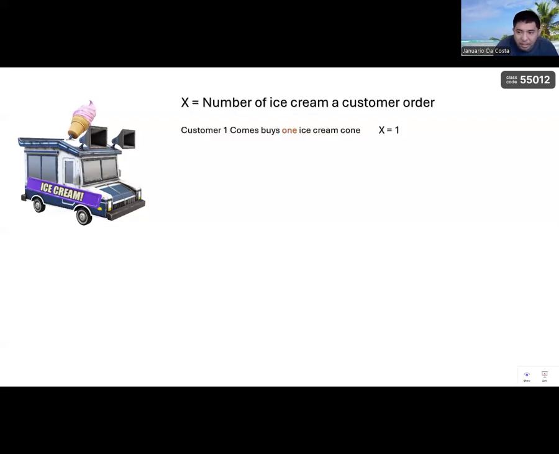So x is equal to 1 because we already assigned the value x to the number of ice cream a customer orders. So do you understand?